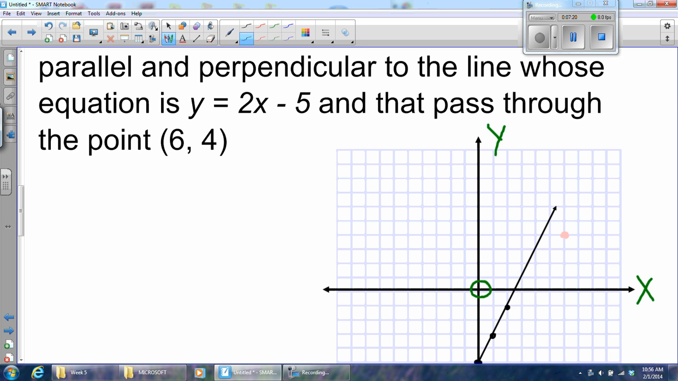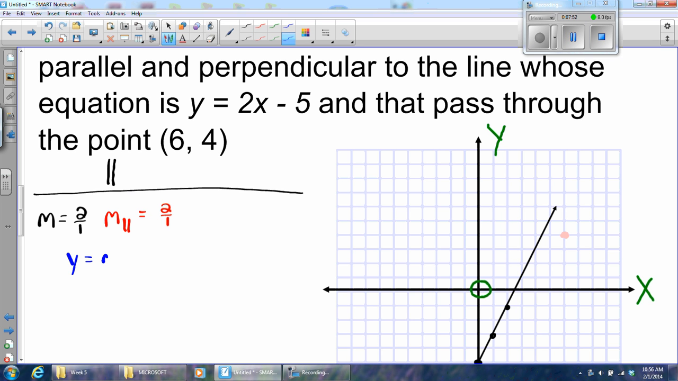Okay, first thing I'm going to do is find the parallel one. By the way, this is the symbol for parallel. Okay, so I'm going to find the original slope. Well, that's 2, or 2 over 1. The parallel slope, that's not M11, that's M, the parallel slope, is still 2 over 1, right? So I've got my slope. Good deal.